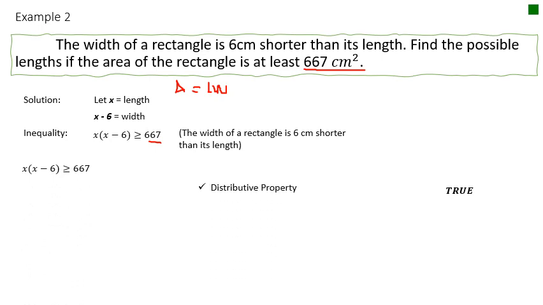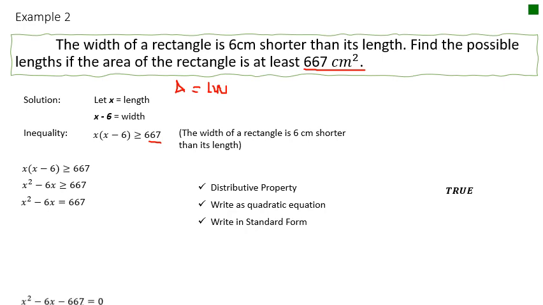Distribute the variable x. X times x ay x squared. X times negative 6 is negative 6x. And then write as quadratic equation. Sundin nyo lang yung ating unang steps. Gawin natin siya in standard form, naka-equate kay 0. Transpose ang positive 667, so ito ay magiging negative 667.